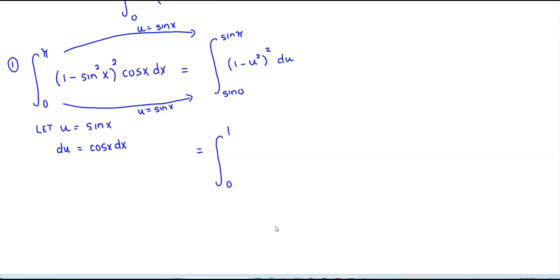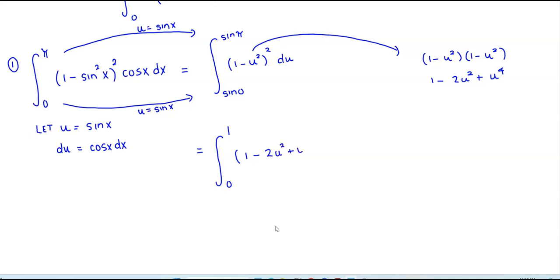And now we need to expand 1 minus u squared, squared. Remember that this is just multiplying 1 minus u squared times 1 minus u squared. And so we end up getting 1 minus 2u squared plus u to the 4th. So now we have the integral of 1 minus 2u squared plus u to the 4th du.